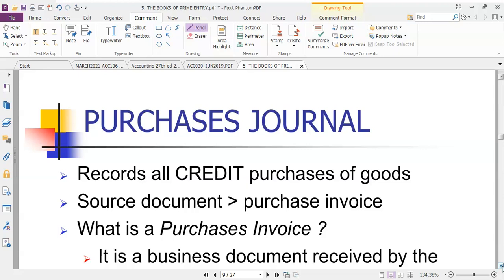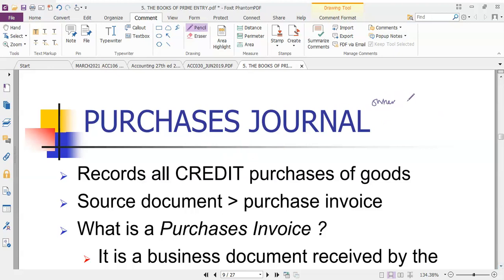Credit means what? Yes, it's like a loan, okay? Or debt, okay? Maksudnya siapa yang loan dekat siapa? We as an owner, okay.